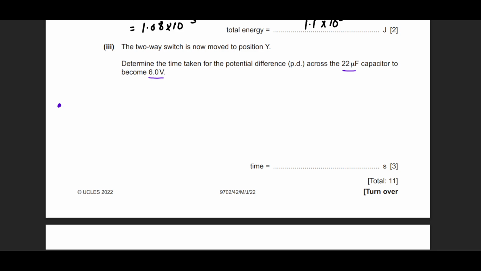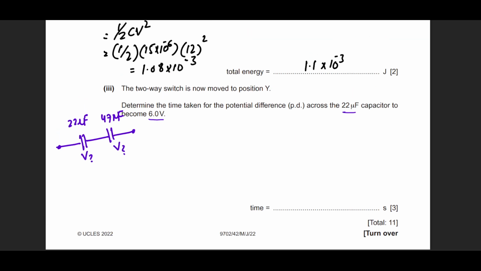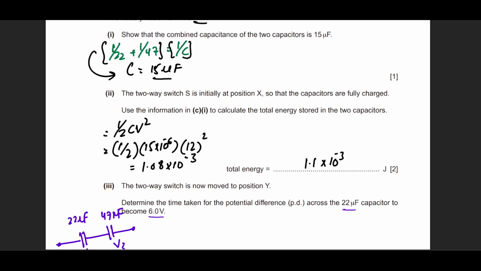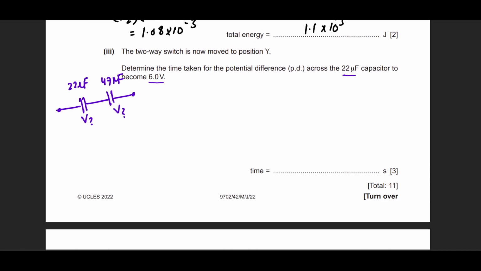What we have over here is a circuit that looks like this. So we have this as 22 microfarad. This is 47 microfarad. And we don't know their individual voltages, but we do know their capacitances. And we do know that the total charge they held can also be found. We can use this equation Q equals CV. Since they are in series, the charge held by both of them will be the same.